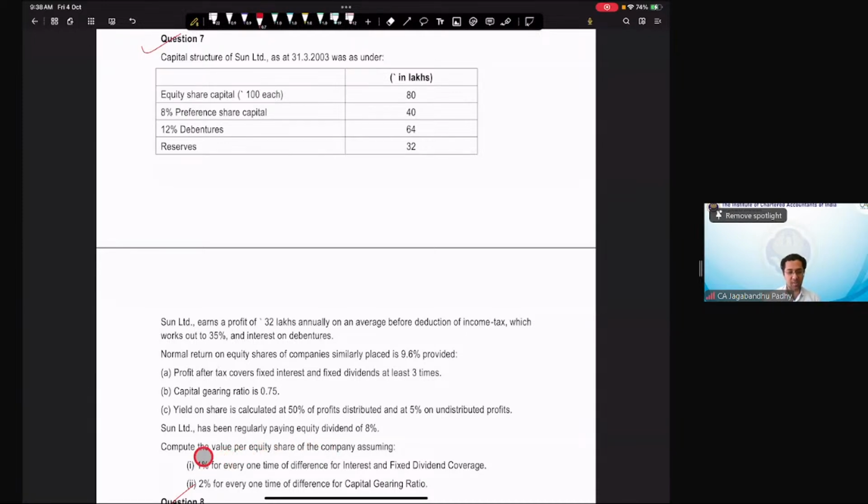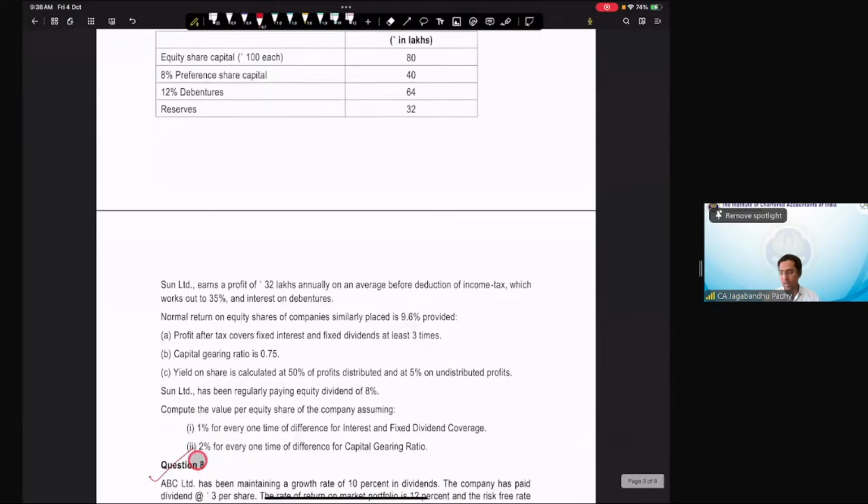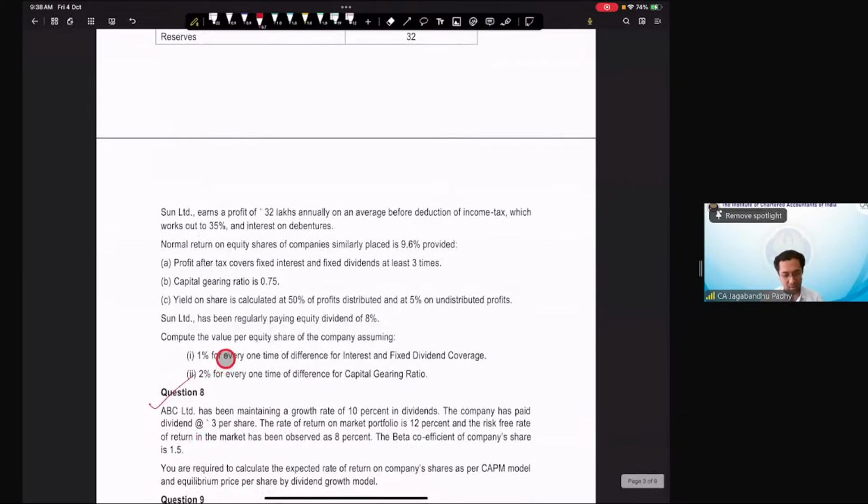1% is the additional risk premium. This 1% is the additional risk premium which is applicable for the 1 time of difference. So if there is a change in this cover for 1 time of difference for interest and fixed dividend coverage, and 2% for every 1 time of difference in capital gearing ratio. So if your capital gearing ratio is higher instead of 0.75, of course the risk is higher. Equity shareholders are going to expect a higher rate of return by 2% for every 1 time of capital gearing ratio change. And the same goes for this coverage also.